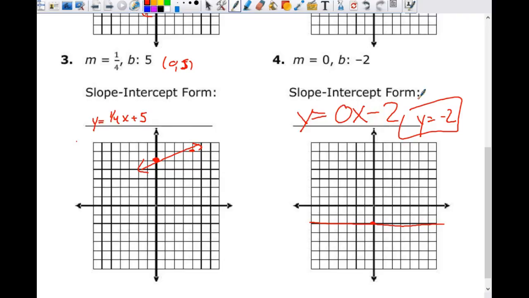Look in your notes. See if it's a slope that's undefined or a slope of 0. Slopes of 0 are horizontal. Undefined are up and down. Who knows why this is wrong?